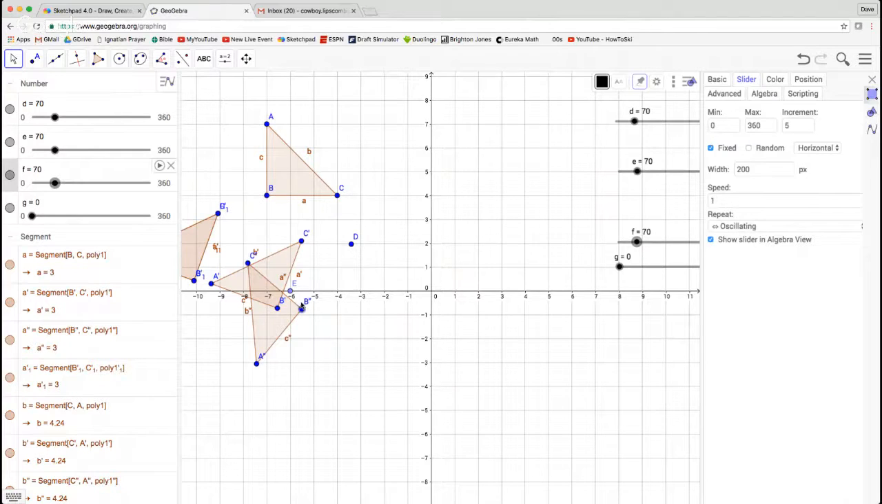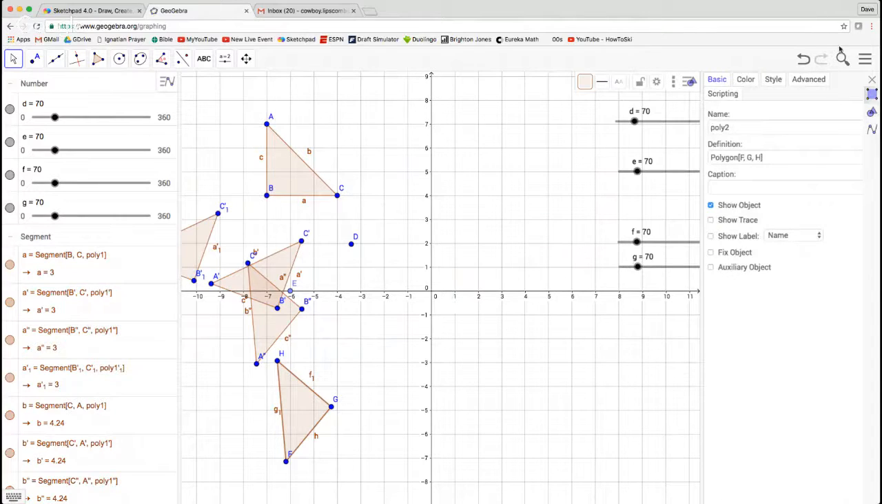Now we're going to do 70 around point E, and now we're going to rotate it around point D. And notice how very, very different it is. Again, this was our second triangle, this pink one. And in the second case, our doubly rotated triangle is this blue triangle.